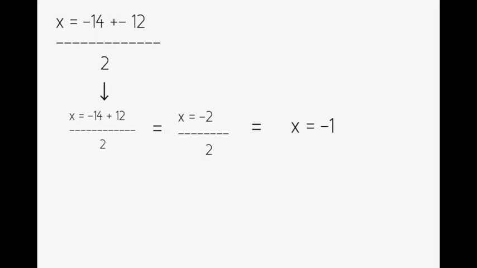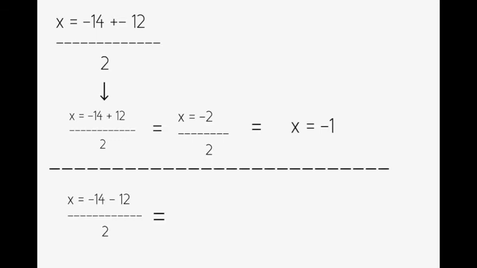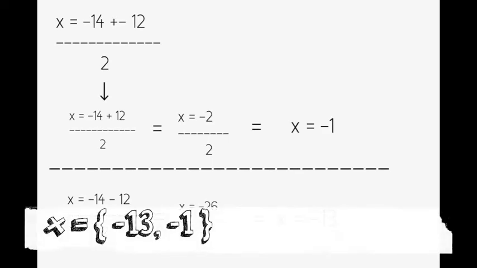Now let's solve for -14 minus 12 over 2. -14 minus 12 is -26. -26 divided by 2 is equal to -13. Our final answer is x equals -13 and -1.